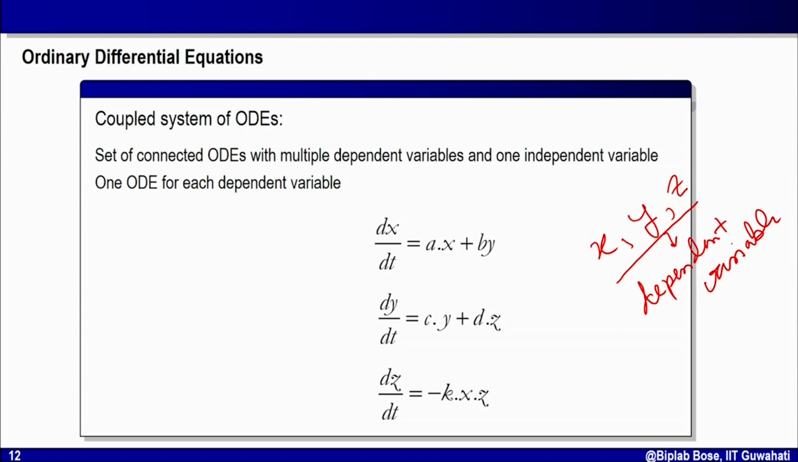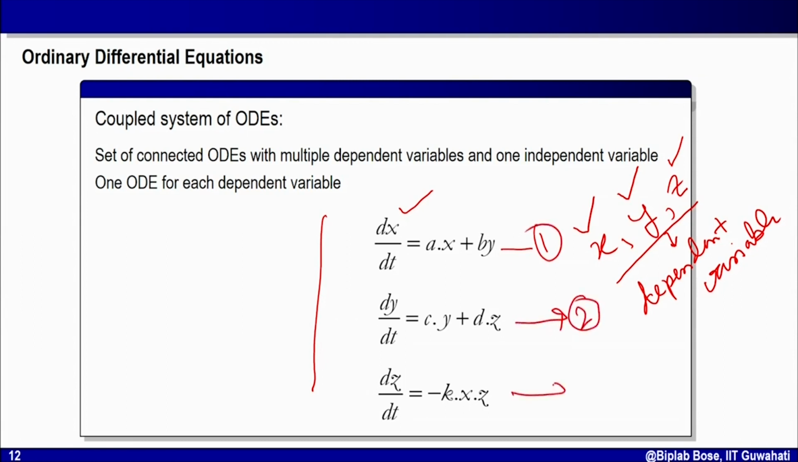For this type of system, we have to write a separate derivative for each of these variables. So I will write one derivative for x, that means dx dt. I will write a separate derivative for y, that means dy dt, and I will also make a separate derivative for z. If you see the example, the first ODE is for dx dt. This is my first ODE. The second ODE is for dy dt, and the third one is for dz dt. 3 dependent variables, 3 ODEs. Now this system is called a set of ODEs because I have more than one ODE.